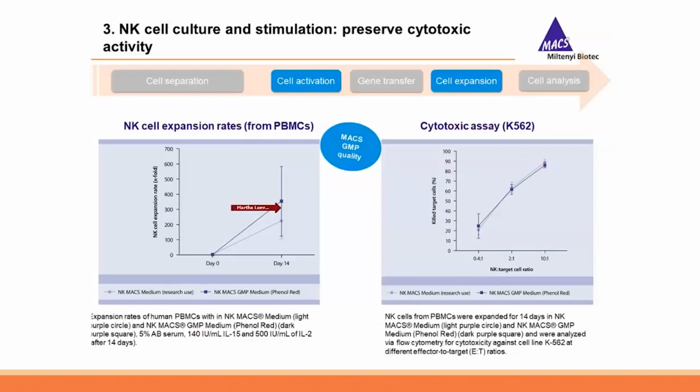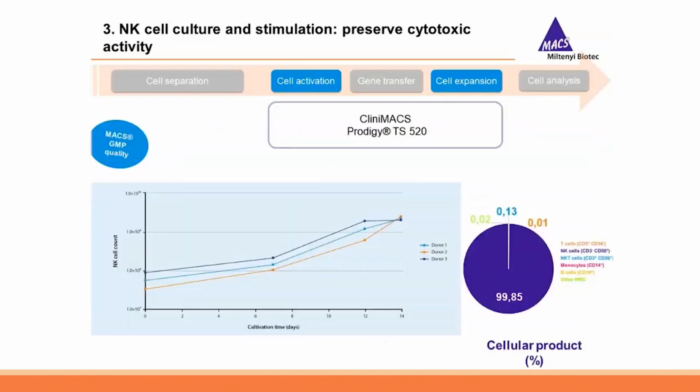And in the next slide, I want to show you how it looks when you use our Prodigy system. This is only activation and expansion. This is an example of 3 donors, and you will get from around half of 1 times 10 to the 7, or 10 times 10 to the 7 cells. You can go all the way to 2 times 10 to the 9 NK cells. This is again 14 days with a very pure product and using only cytokines. So this is a feeder cell-free system. We're not using any cells apart from the NK cells in the system. Okay, this is only if you want just to expand.